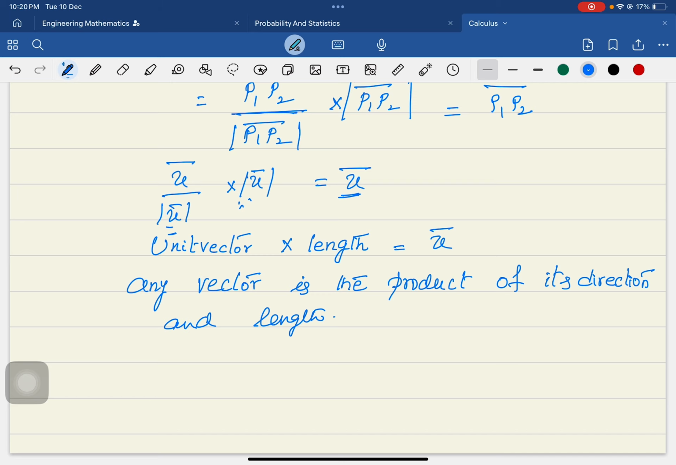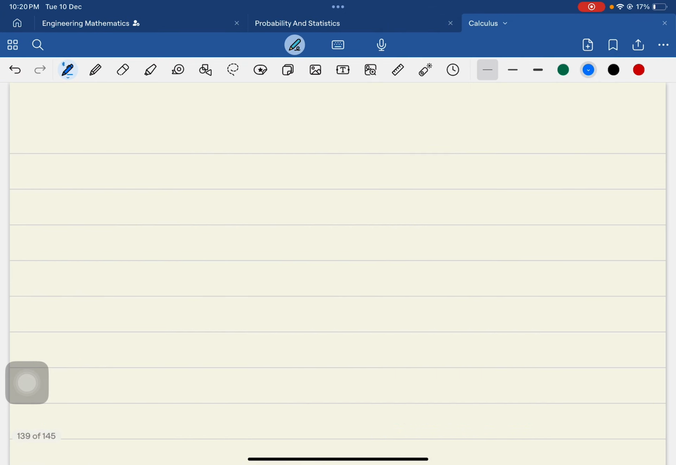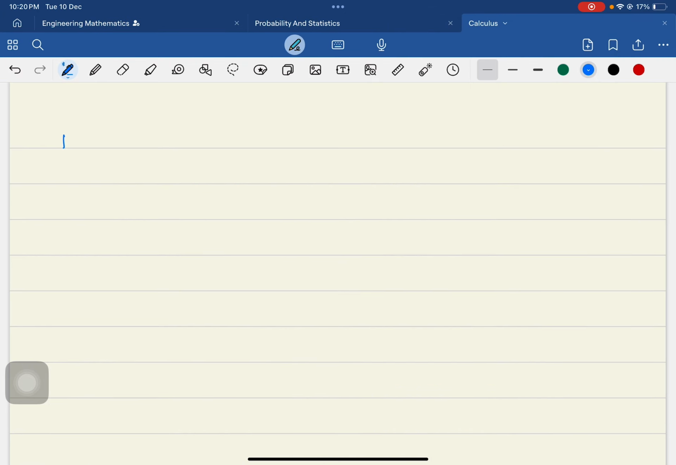So now we are entering into the next operation, which is called the dot product of any two vectors. We have done vector addition, vector subtraction, and scalar multiple. Now we are going to do the dot product of any two vectors.